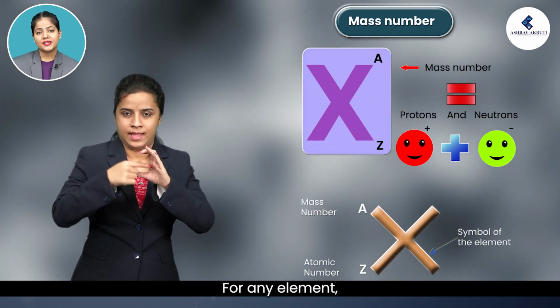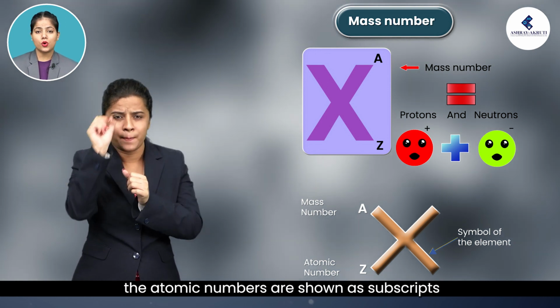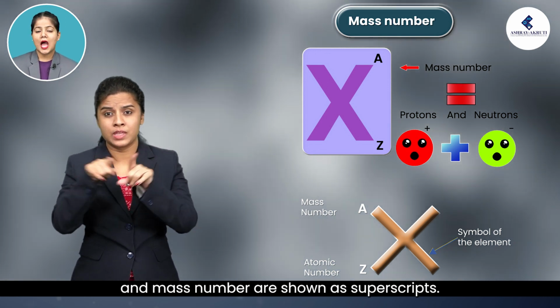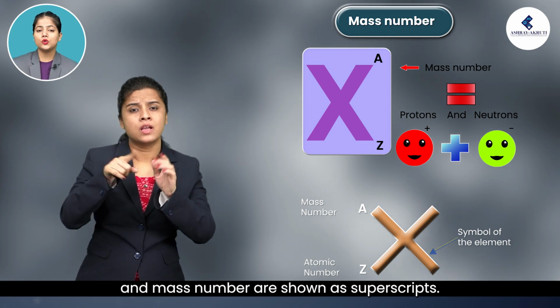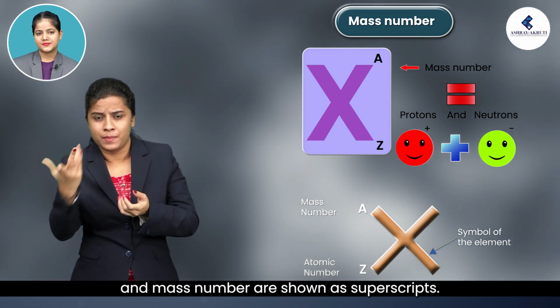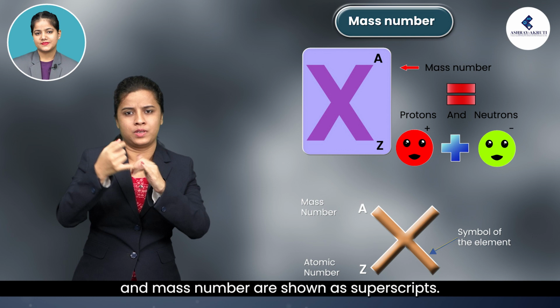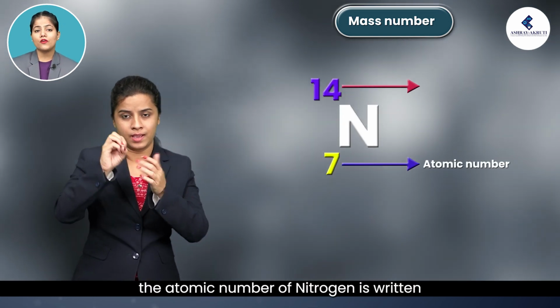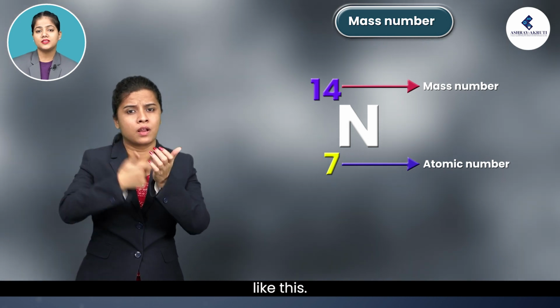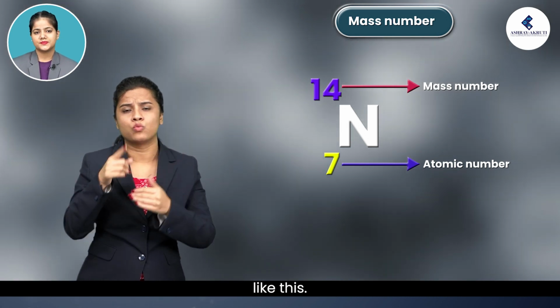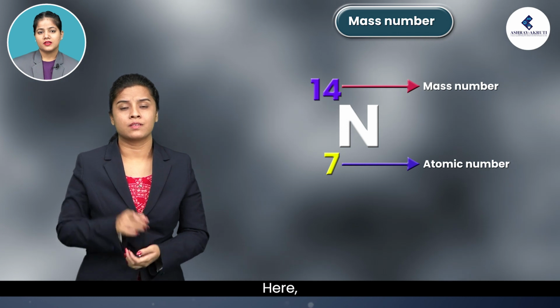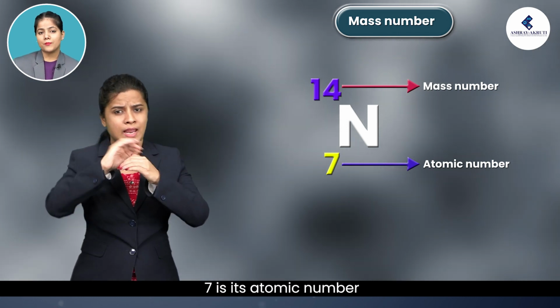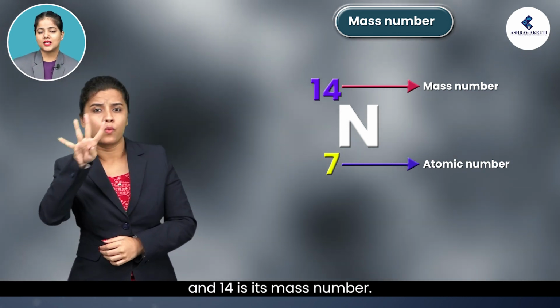For any element, the atomic numbers are shown as subscripts and mass number are shown as superscripts. For example, the atomic number of nitrogen is written like this. Here, 7 is its atomic number and 14 is its mass number.